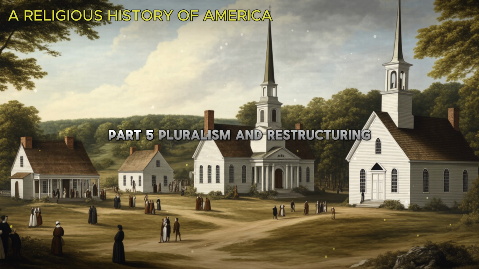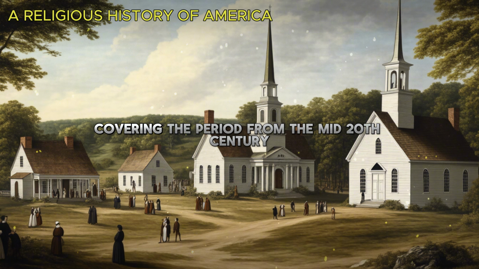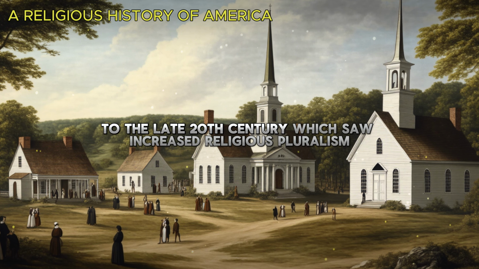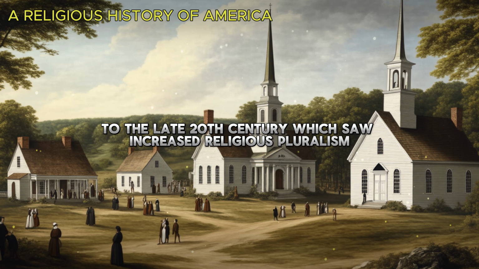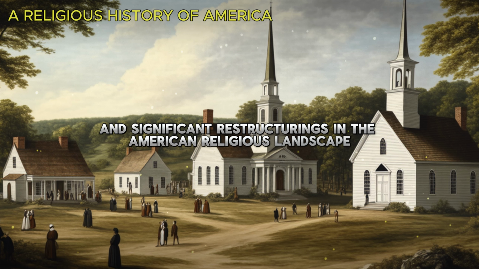Part 5. Pluralism and Restructuring. This section consists of 5 chapters, covering the period from the mid-20th century to the late 20th century, which saw increased religious pluralism and significant restructurings in the American religious landscape.